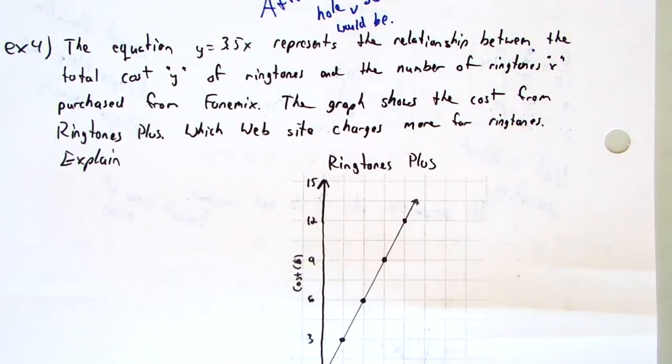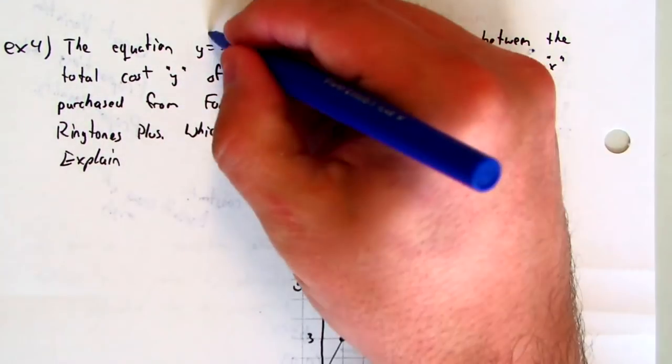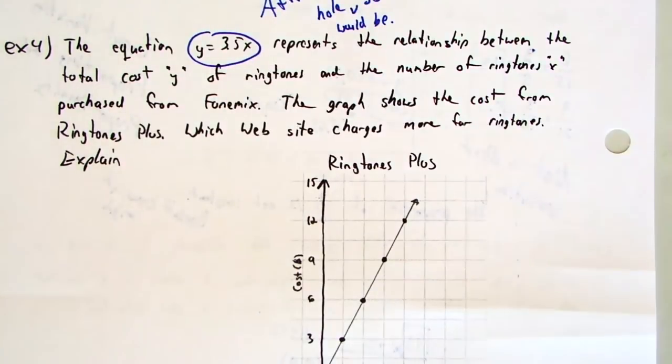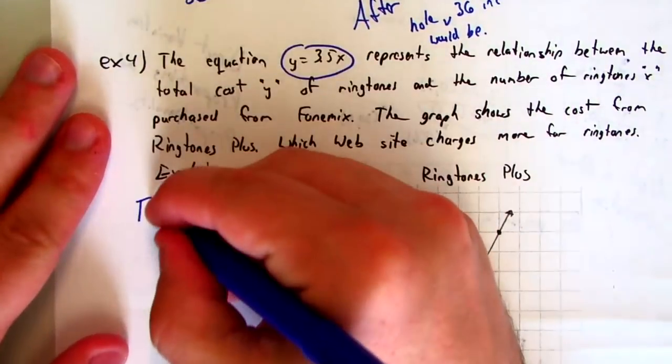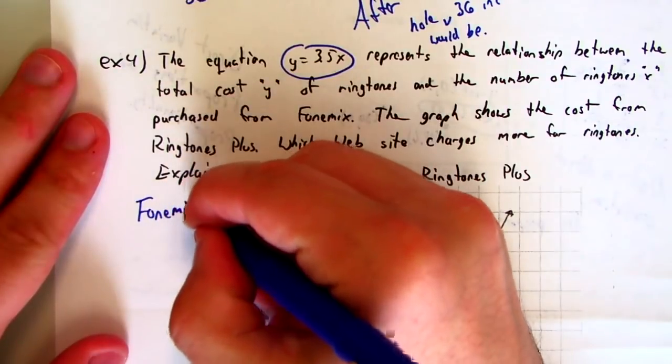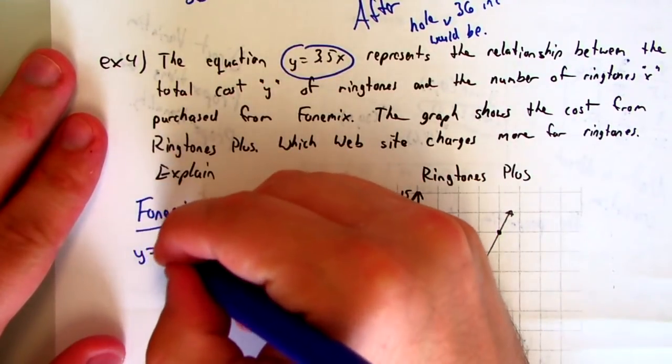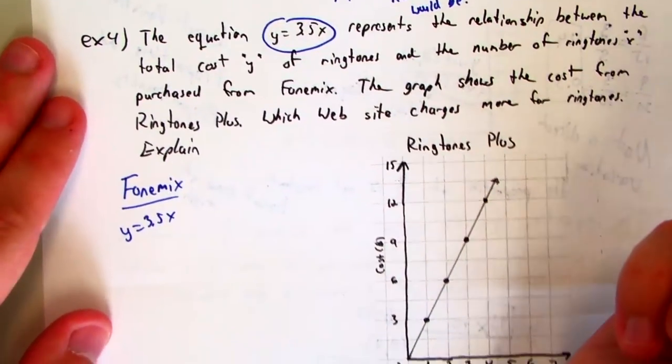Now, in this example, it says the equation y equals 3.5x, I'm going to circle that because that's important, represents the relationship between the total cost y of ringtones and the number of ringtones x purchased from a company called PhoneMix. The graph shows the cost from Ringtones Plus. So which site charges more for ringtones? And then, of course, explain. So PhoneMix, which is y equals 3.5x.